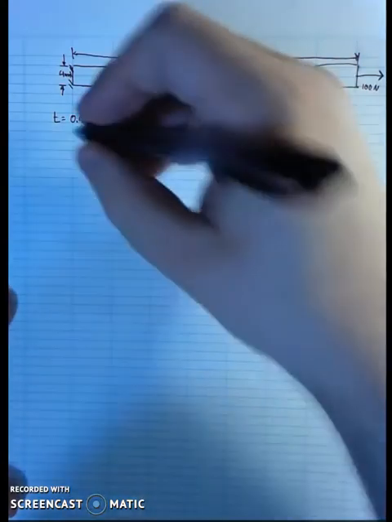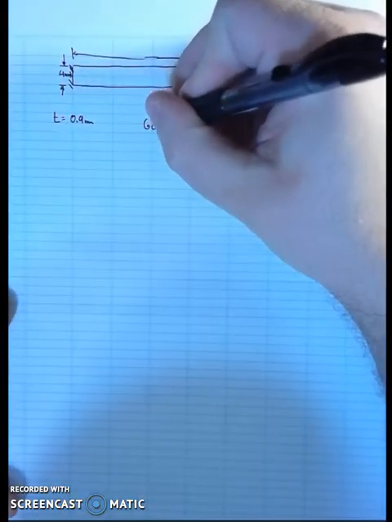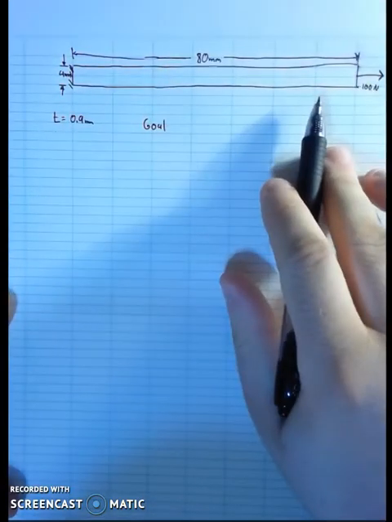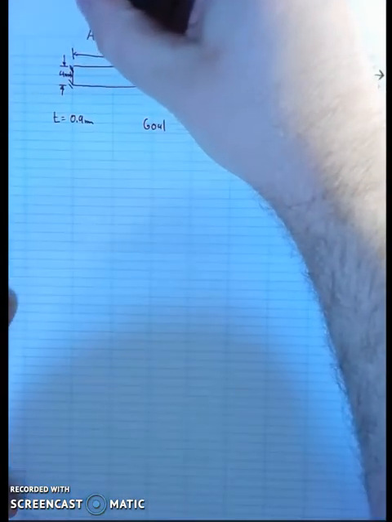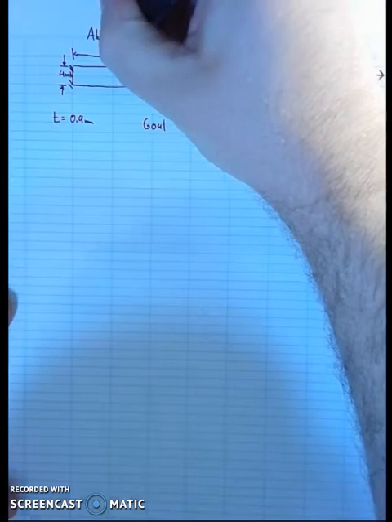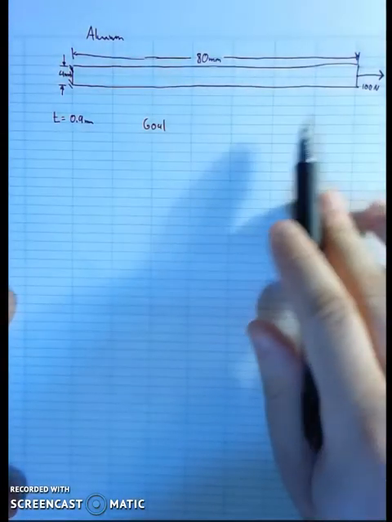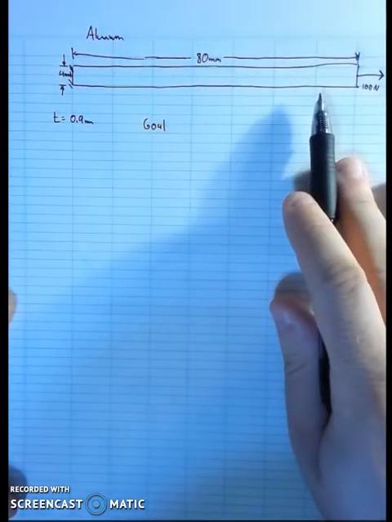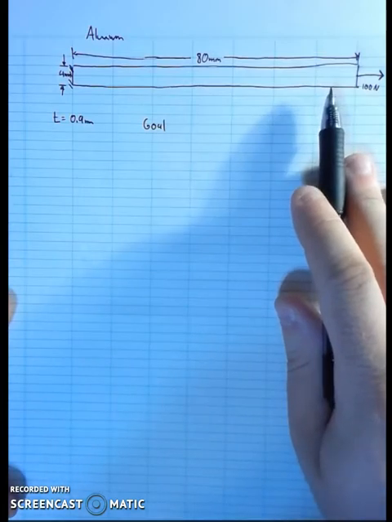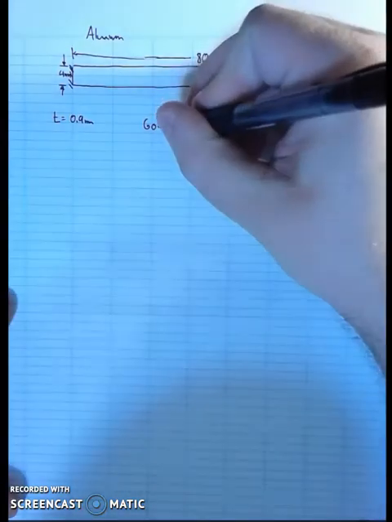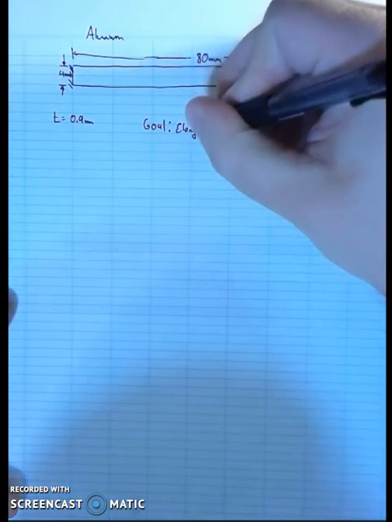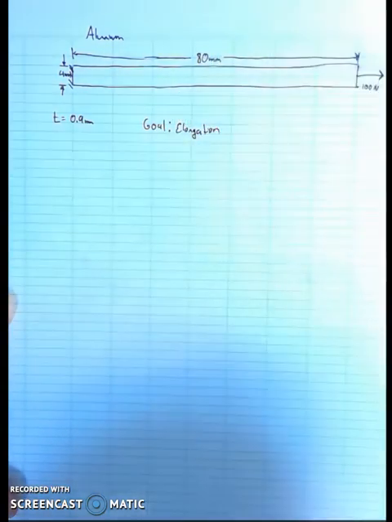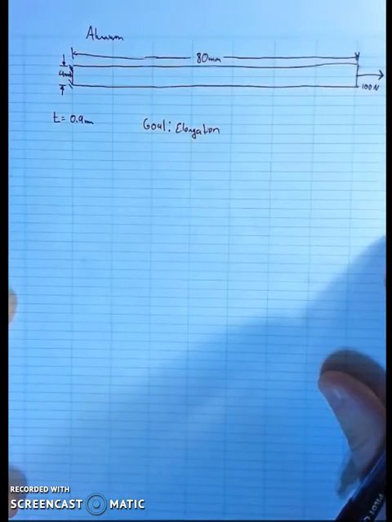So my goal is, given this geometry and knowing that the material is aluminum, given this force imposed on a known sample material of aluminum, to determine the elongation. So how much this sample elongates as a result of this imposed force.